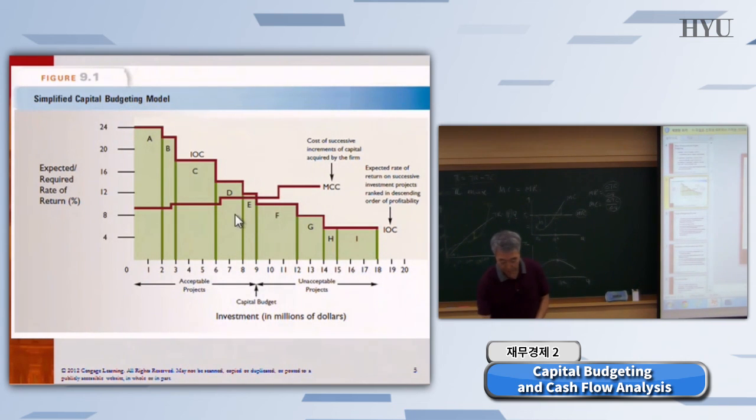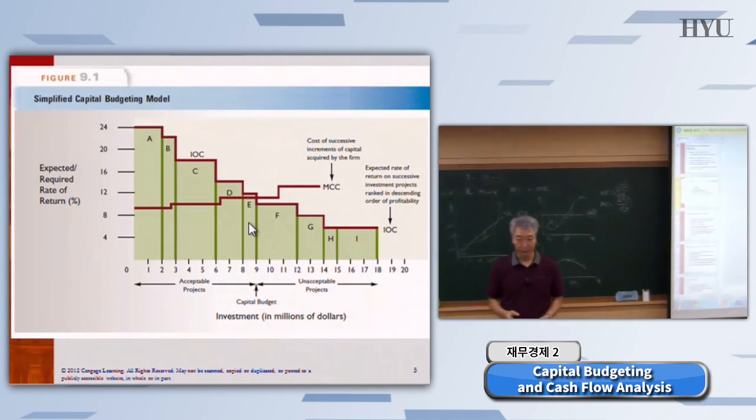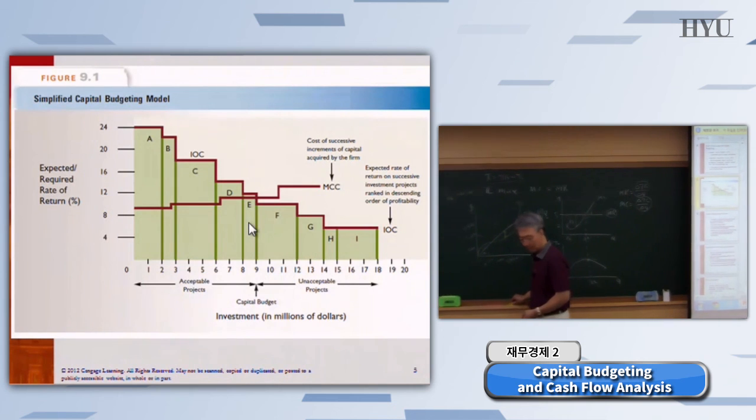Because let's think about this project E, right? There's a very little difference between the expected return and the cost of capital. But still, $1 is money, right? So if you're really trying to maximize your profit, you have to undertake all the projects that promise a positive return and increase your profit, right? That's the idea.